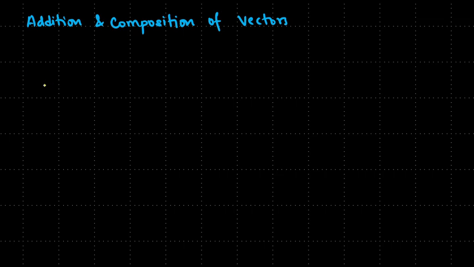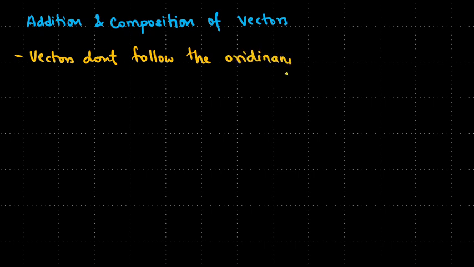So now let's talk about why do we say composition of vectors as well. To understand this, we must talk about vectors. So, vectors don't follow the ordinary law of algebra. So this is the key point that gives us trouble.